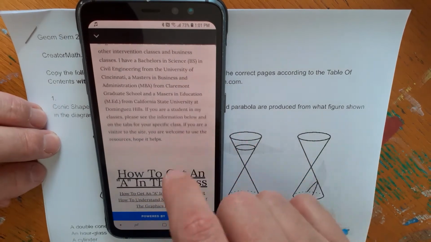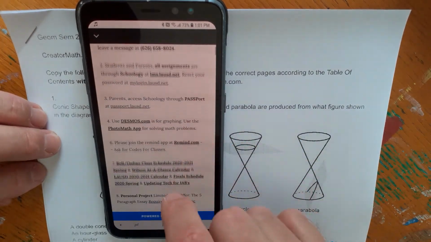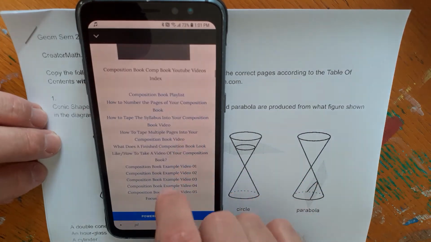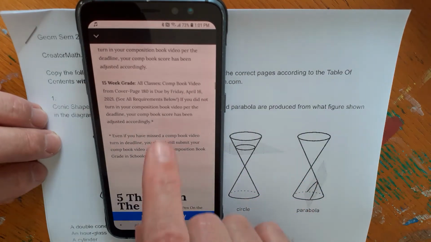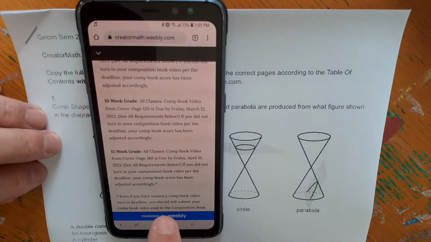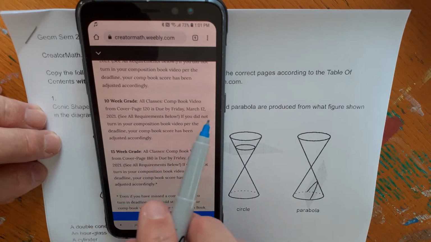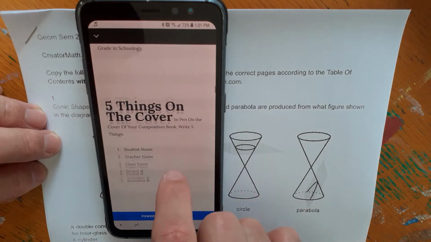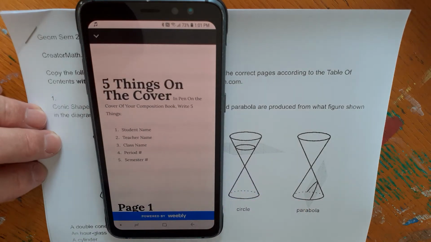All the comp book stuff you guys know is on the home page, all the video links to how to get a great grade in the class, how to do your composition book, etc., what goes on all the pages of the comp book, when the comp book is due. There are the comp book dates. Of course, it's going to be different by the time you're watching this, so follow the actual website dates. It tells you all about what goes on the cover of the comp book, etc.